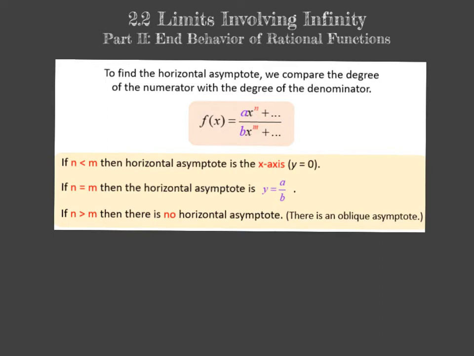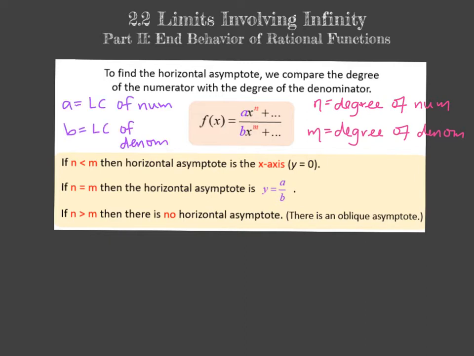So we will say that n, that is the degree of the numerator, and m, that is the degree of the denominator. And then if we look at what a and b represent, a represents the lead coefficient of our numerator, whereas b represents the lead coefficient of the denominator. All right, so we have three different things, looking at the degrees mainly.